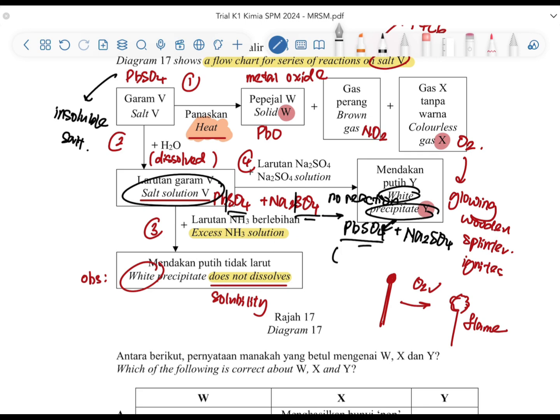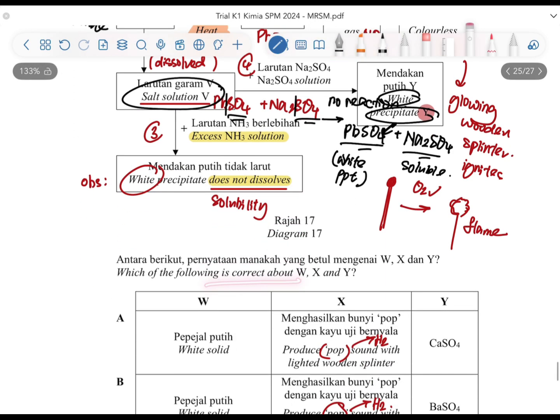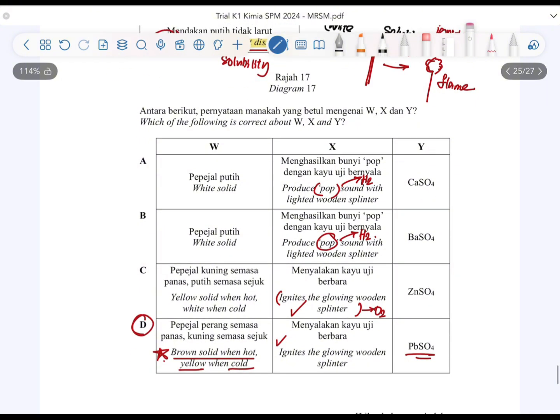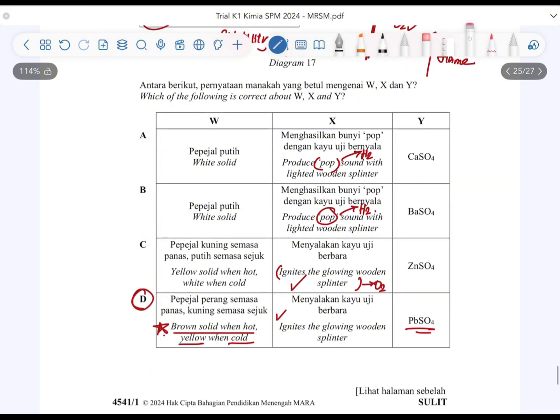Okay, the lead sulfate. Because it is insoluble in water, it will form the white precipitate, and we know that all sodium salts are actually soluble. Okay, and it also proved that when this lead-2 sulfate is added with the excess ammonia solution, it will become the white precipitate that does not dissolve. So the answer is D.